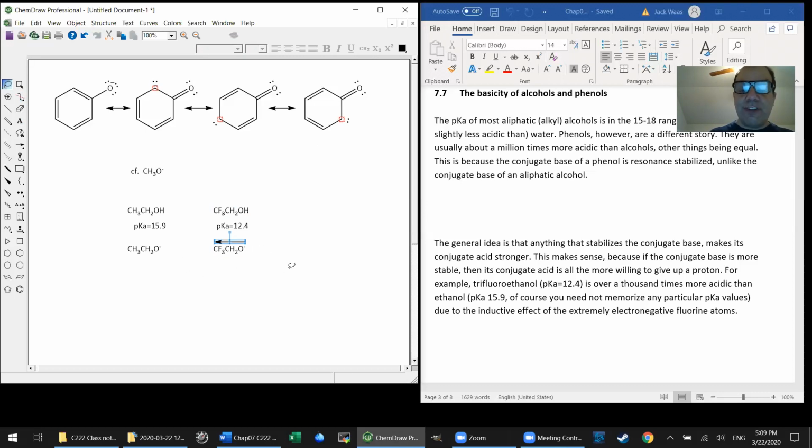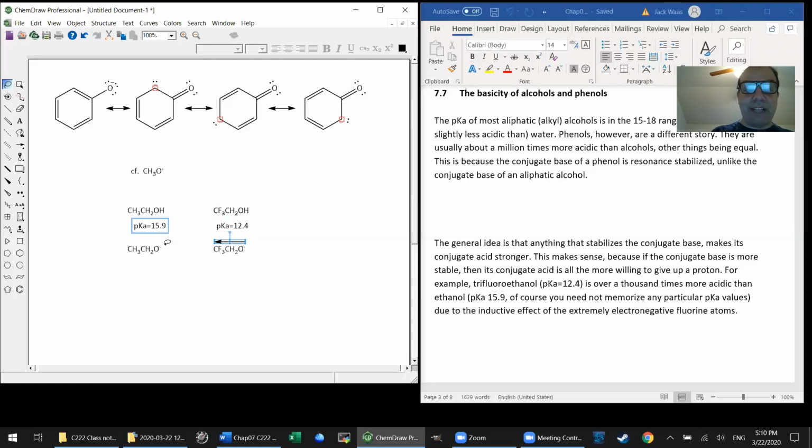Again, you can consider it to be spreading out the minus charge, so it doesn't have to sit as concentrated in one place. Regular ethanol doesn't have that luxury, so to speak. And so that explains why 2,2,2-trifluoroethanol is much happier giving up H plus than ethanol is, to the tune of over 3 orders of magnitude.